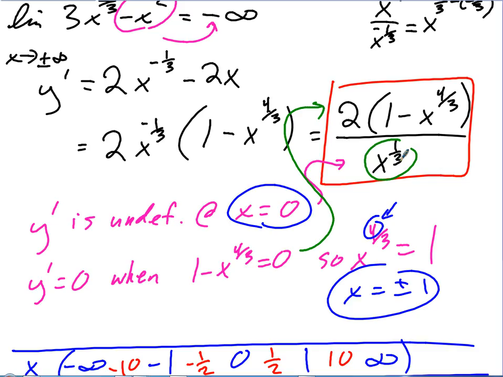We set the top equal to 0, and the top equals 0 when the factor 1 minus x to the 4/3 is equal to 0. And so we solved that. We just isolated x. x to the 4/3 equals 1. And then this is where we had to be just a little bit careful. We had to ask ourselves, for what values of x does x to the 4/3 equal 1? And here's where there's a potential mistake. You have to be a little careful with this.